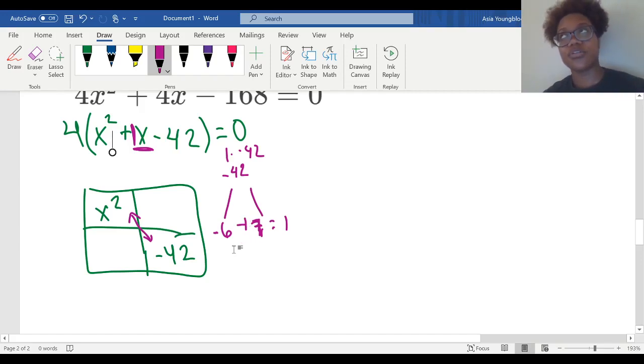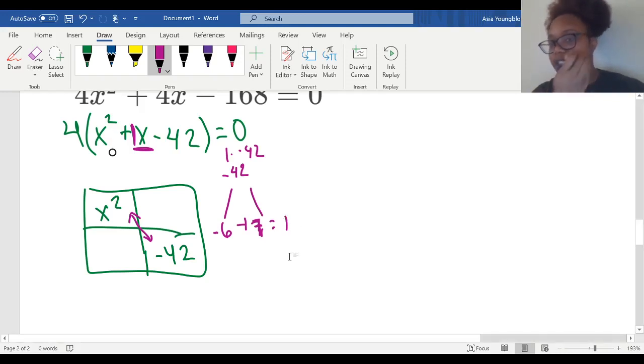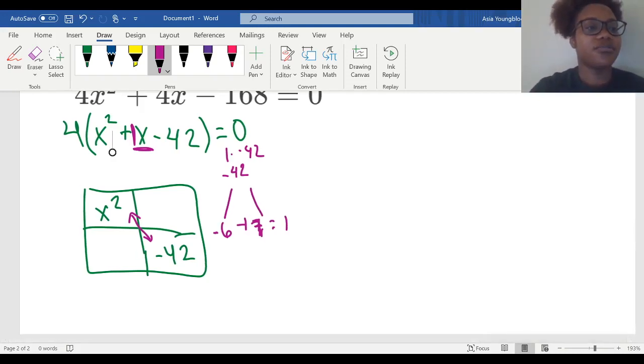The easiest way to eliminate possibilities is by first figuring out if the factors can even add or subtract to this value. So like I immediately knew 1 and 42 wasn't going to work because I cannot add or subtract those to get 1. I immediately knew 2 times 21 was not going to work because I cannot add or subtract those to get 1. So you really just have to be familiar with the factors and be willing to sit and play with the numbers.